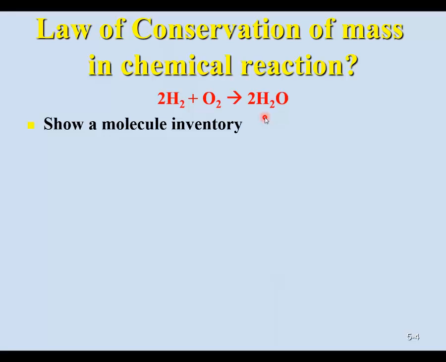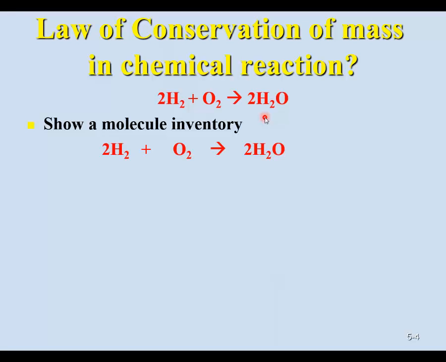Now, if I want to show a molecular inventory, this will help me visualize when I have packets of 2 or more atoms present in my molecules or present in a formula unit for some types of reactions, let's say when there's an ionic species. And it will help me keep track of the number of atoms I begin with and the number of atoms I end up with visually.